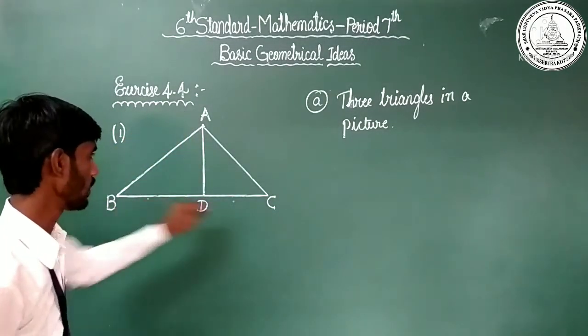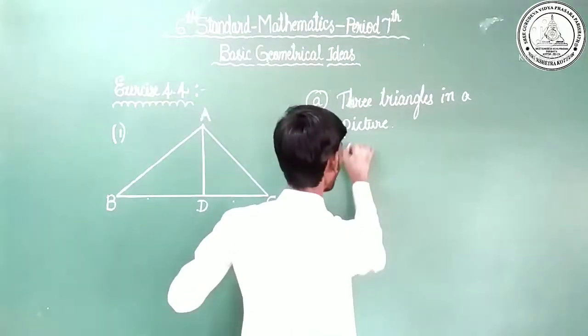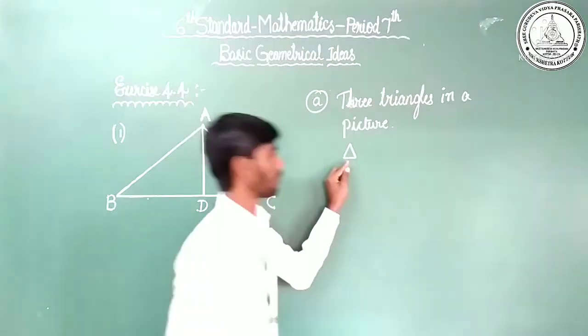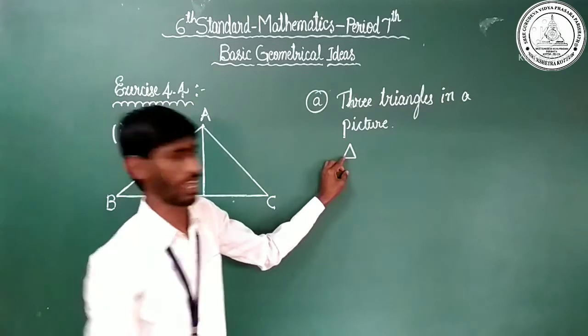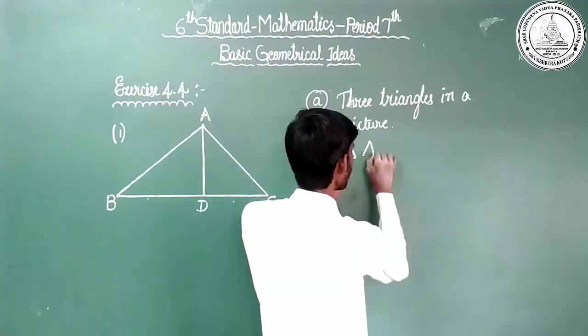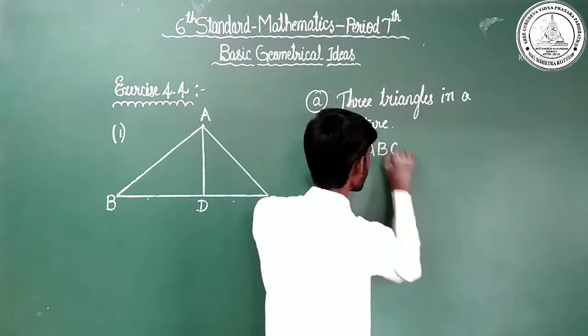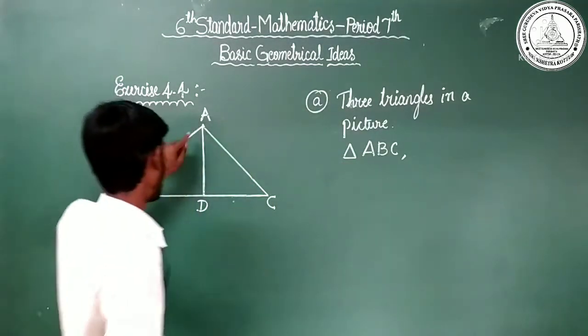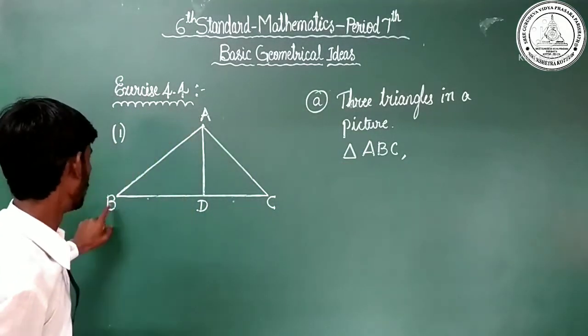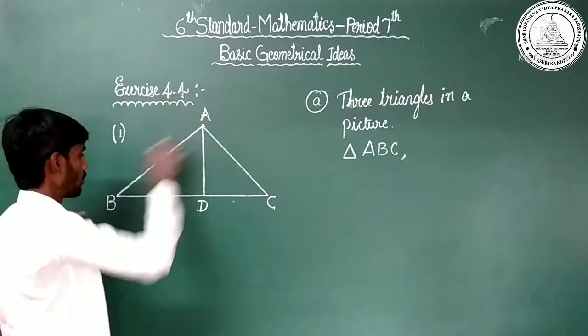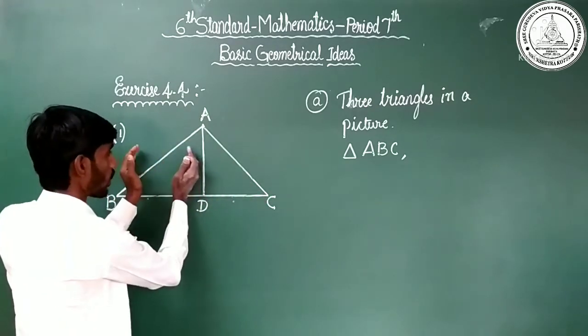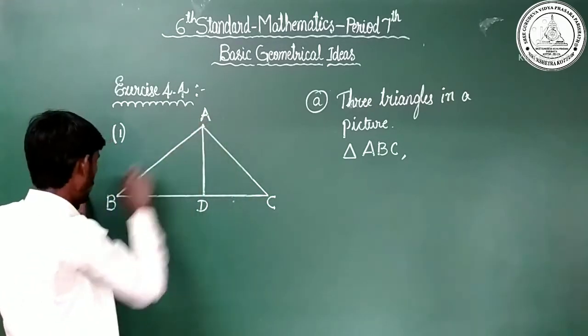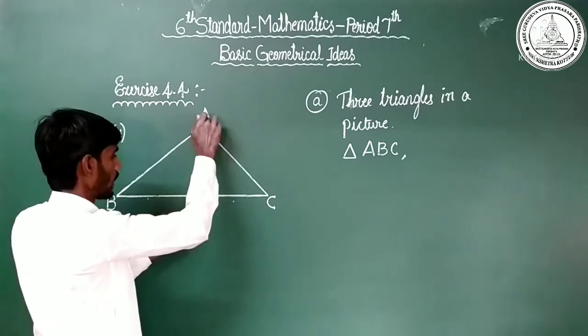ABC. Triangle. This is the symbolic representation of a triangle. Triangle ABC. Come on. Complete it here. Okay. ABC is the big triangle here. Now, there are two sub-triangles: ABD. Next, ADC.